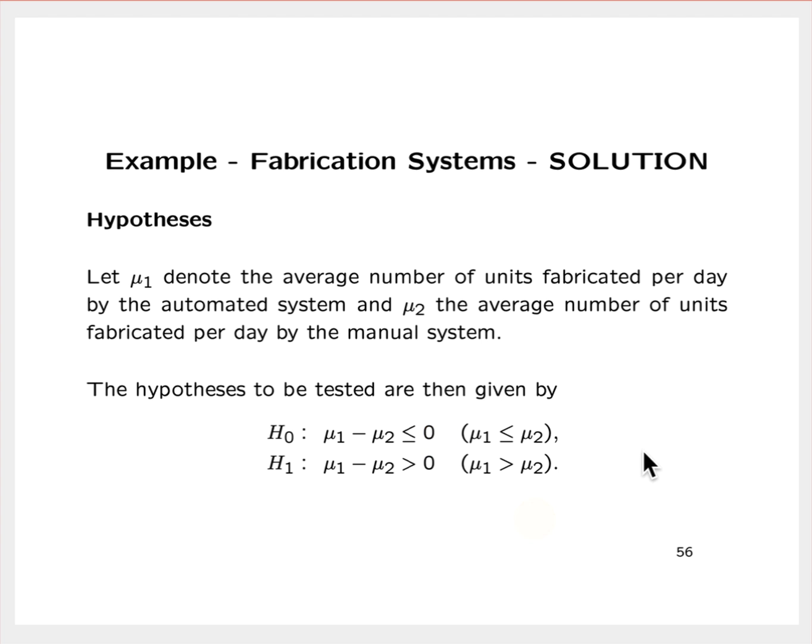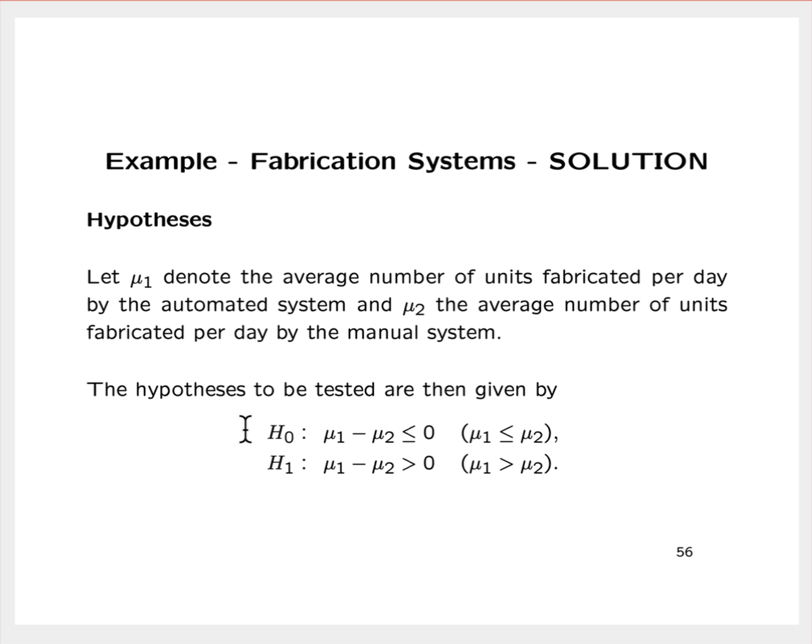But this is a great example of a situation where we actually may want to use a non-zero value of the hypothesized difference, for example, to take into account the increased cost of installing the automated system. But for now, we're going to go with this hypothesized difference of 0. So the hypotheses to be tested are given below.